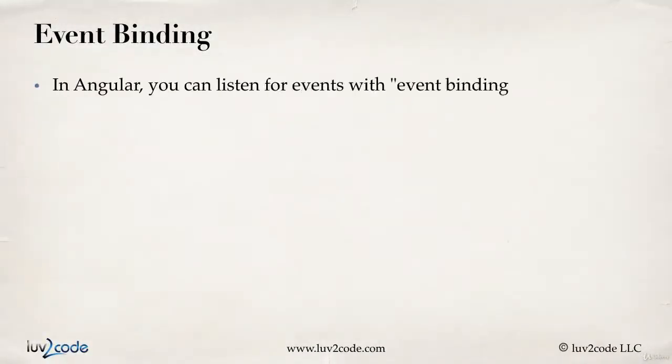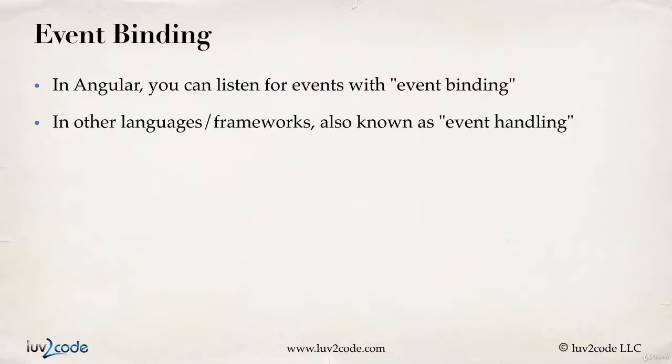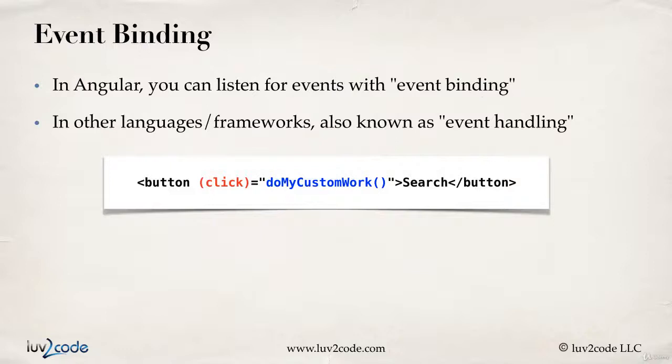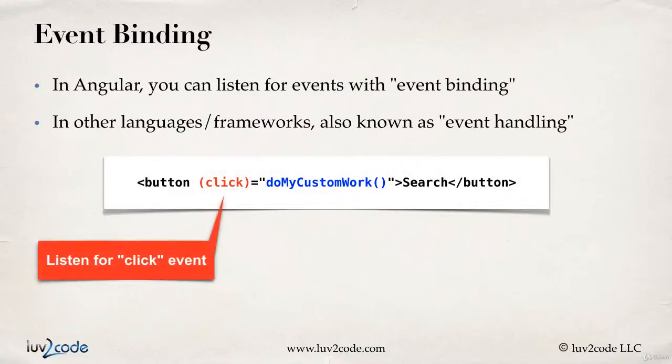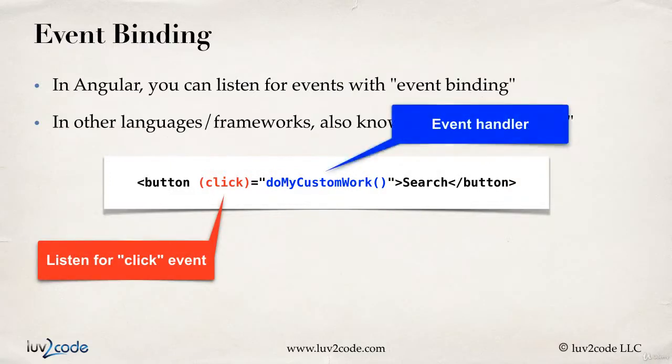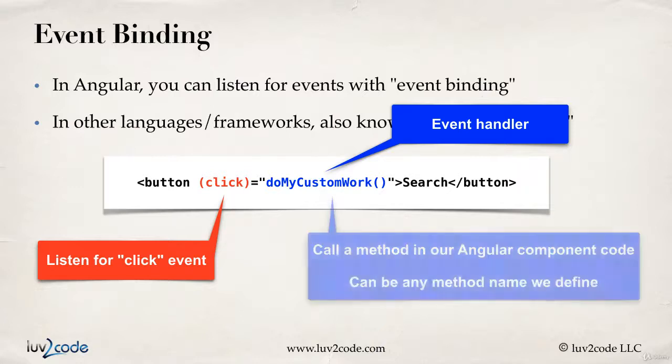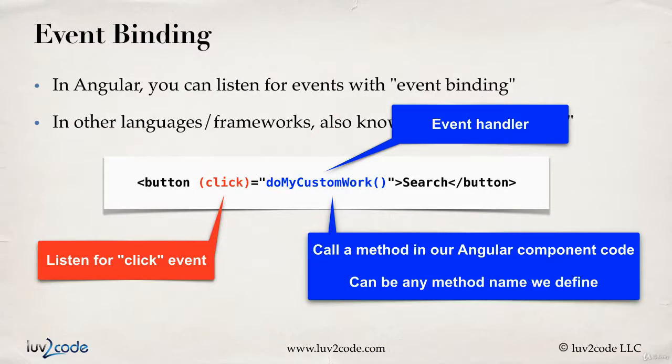In Angular, you can listen for events with event binding. So in other languages, this is also known as event handling. So here's an example. We have a button. We want to listen for a click event. So when the user clicks something, they'll call our event handler, do my custom work. So this is basically a method in our Angular component code. This can actually be any method name that we define. In our examples, we'll call it do my custom work.